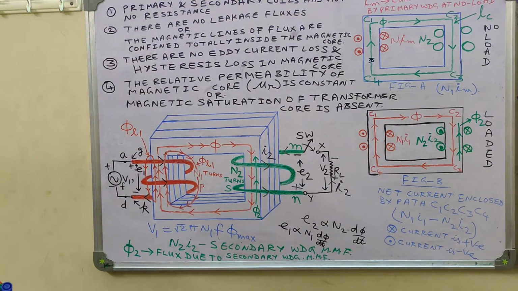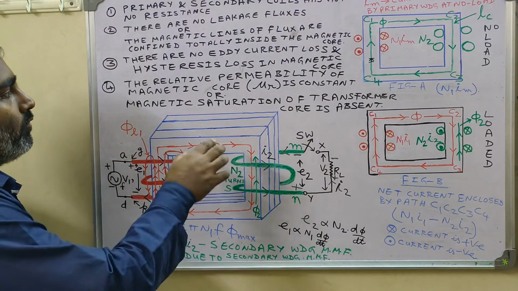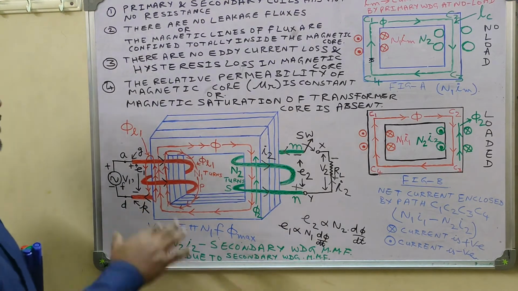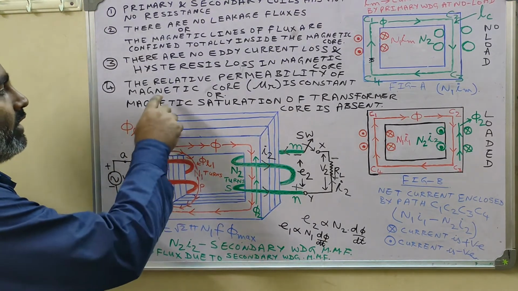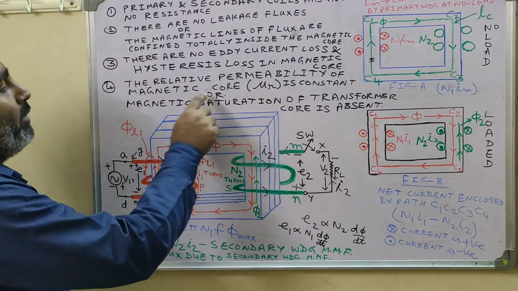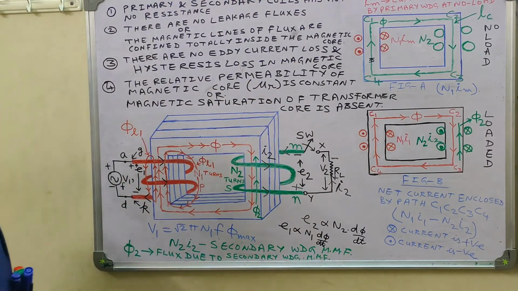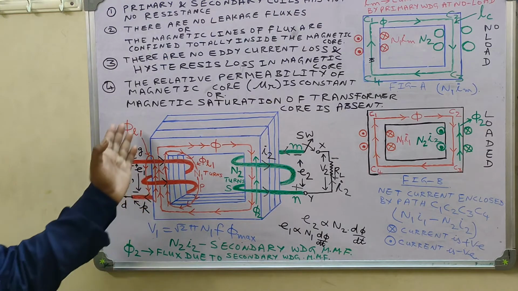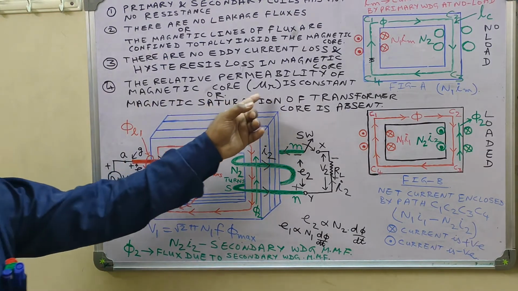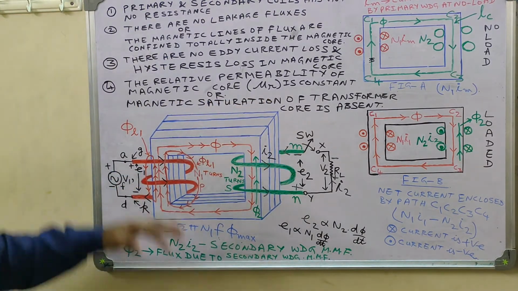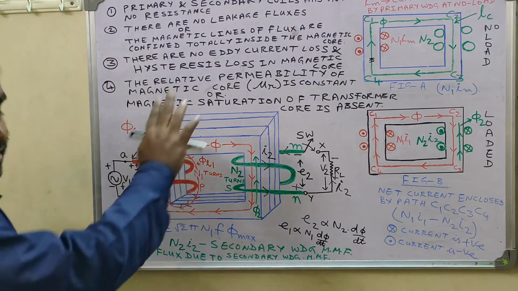We will see the effect of adding this further assumption, that for an ideal transformer the relative permeability of the magnetic core, that is mu r, tends to infinity. We will add this later on and see what is the consequence of that.